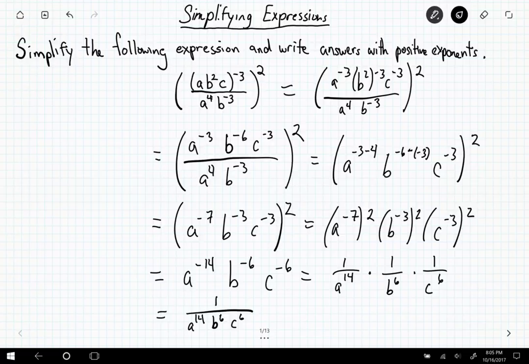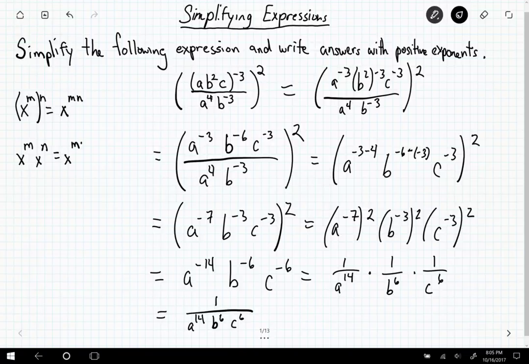Oh, one little side note. What we use, that exponent law, we use this fact: if you have x to the m raised to the nth power, that's just x raised to the m times n. Don't confuse that with x to the m times x to the n, which is equal to x to the m plus n. So those are just some exponent laws that we really exploited here.